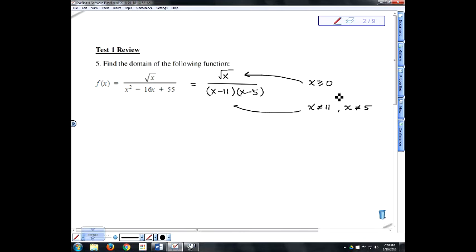So all of this needs to be put together into an interval. X has to be greater than or equal to 0, and it can't equal 11 or 5. So starting at 0, including 0, that's why it's a bracket, 0 to 5, and then from 5 to 11, and then from 11 to infinity.